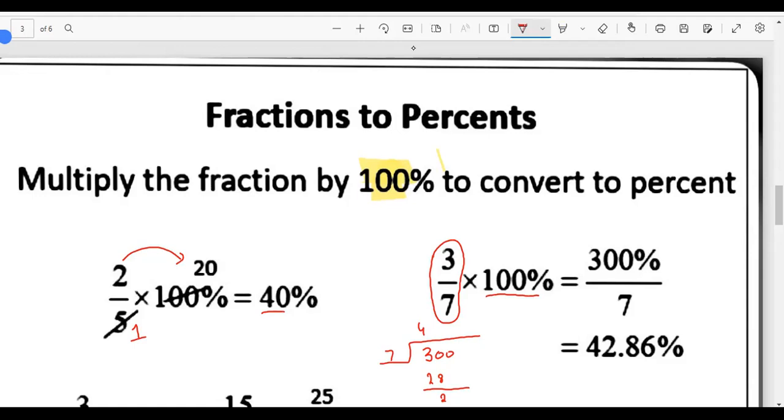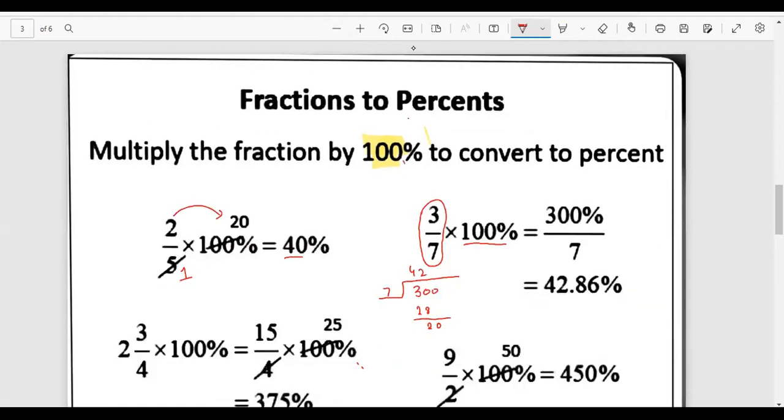Then I can take the 0 and 7 multiplied by 2 is 14. And then the difference would be 6. And so on. I will just complete the long division and it would give me 42.86. Okay. So this is how we convert any fraction to percentages.